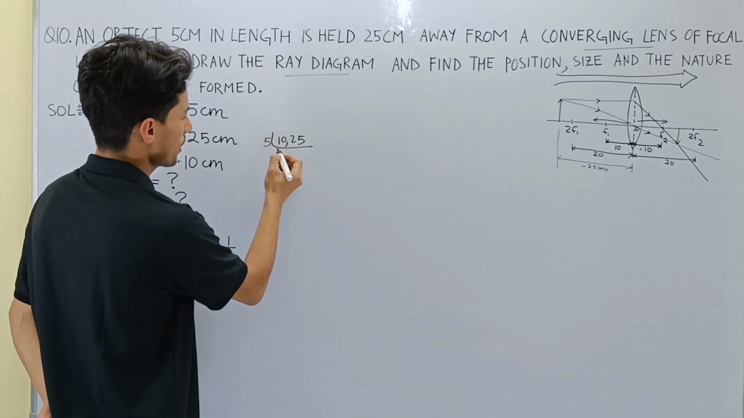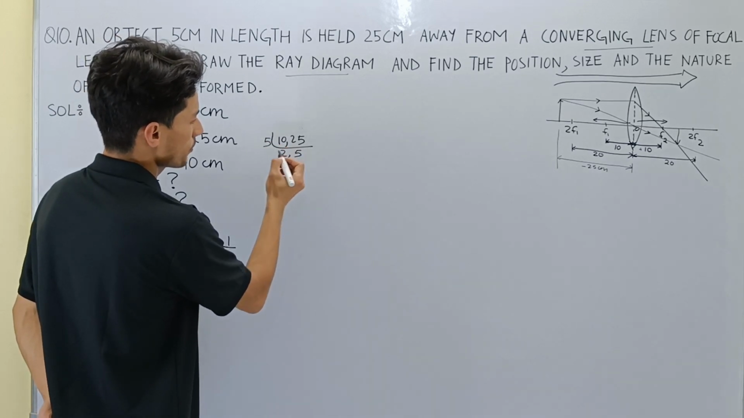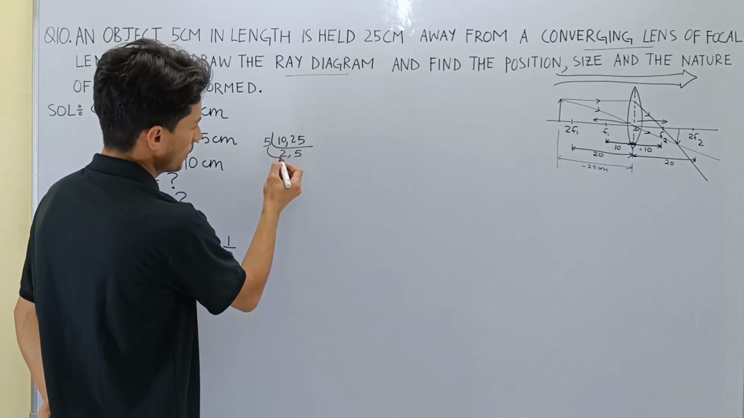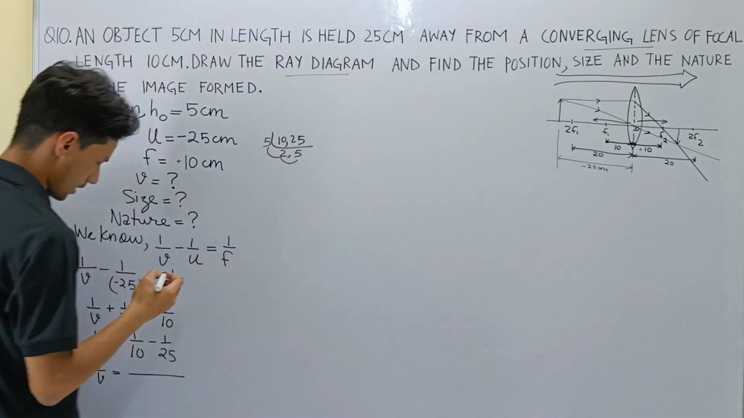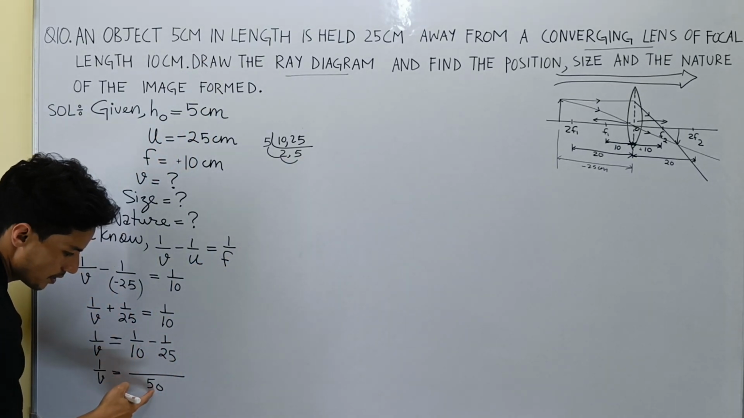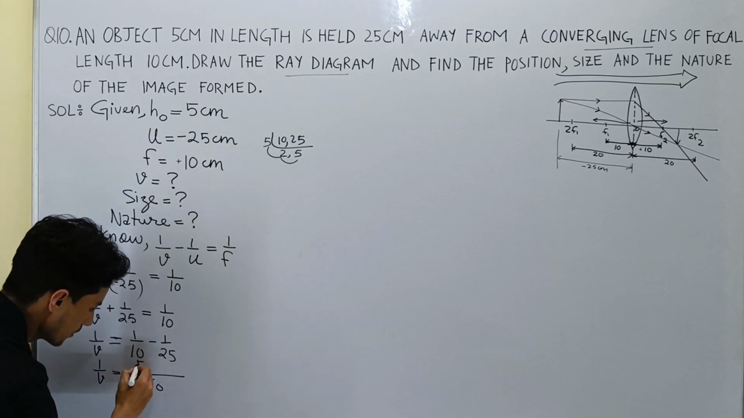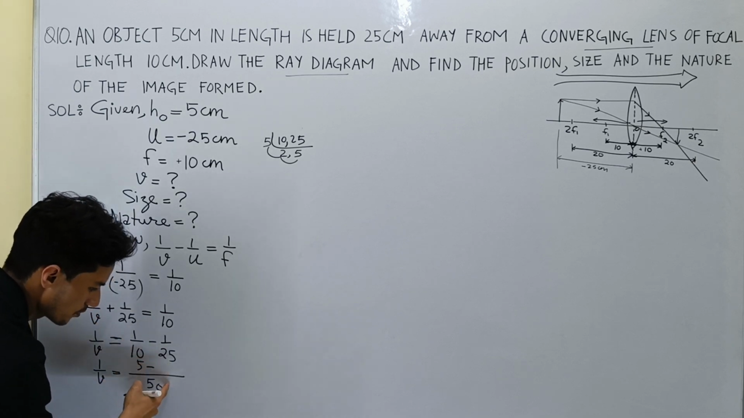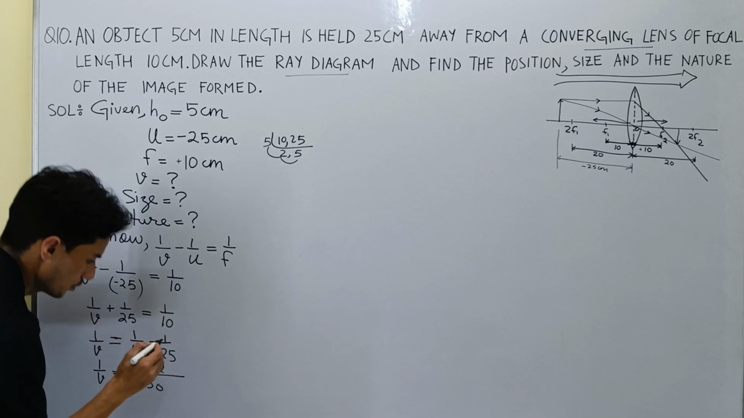So 5, we start with 5. 5 2s are 10. 5 5s are 25. And then 10 5s are 50. So the LCM becomes 50. So LCM is 50. 10 5s are 50. 5 1s are 5. Minus 25 2s are 50. 2 1s are 2. Okay.